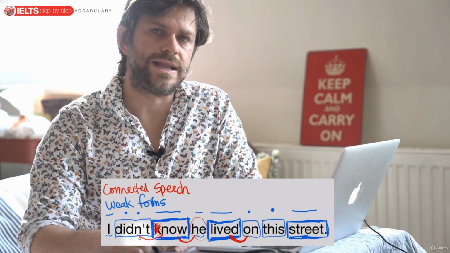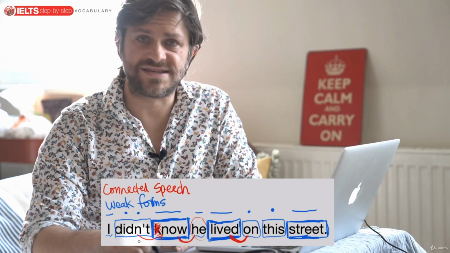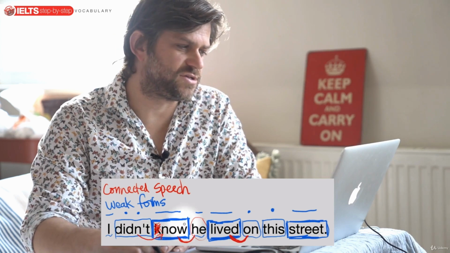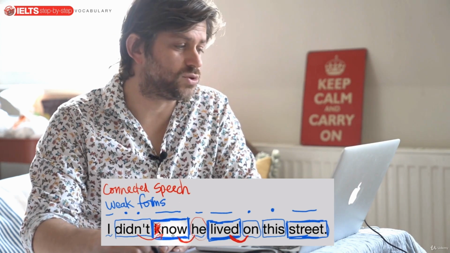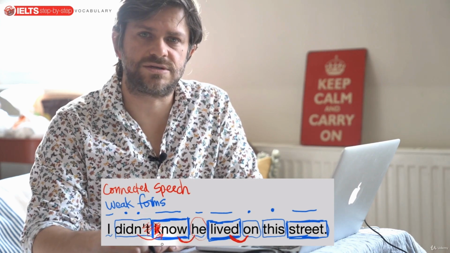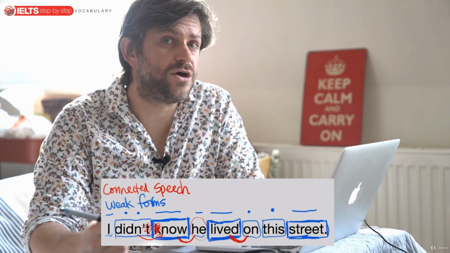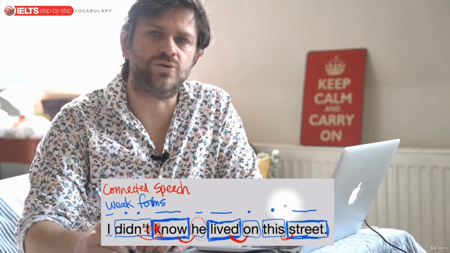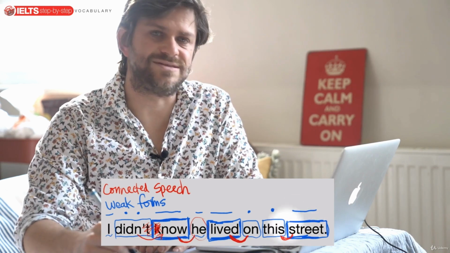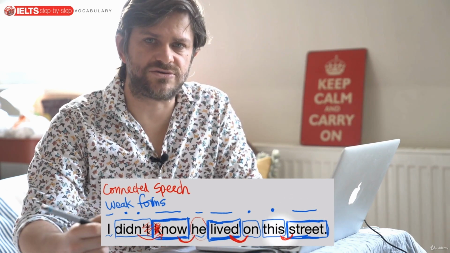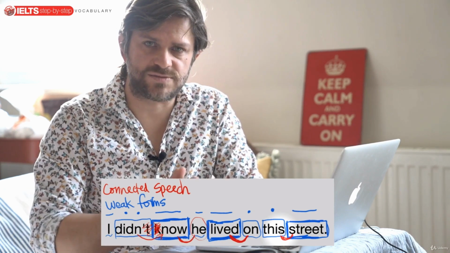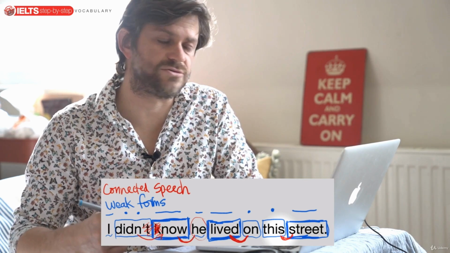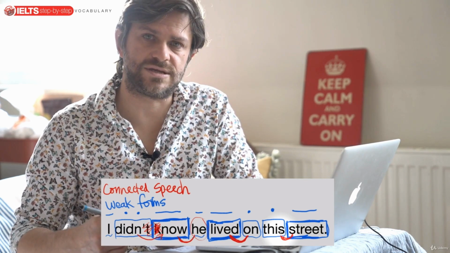But this sound, ntn, is difficult. Remember, English is a lazy language, so this ntn sound is very strange. Didn't know, didn't know. So what happens? The T is lost. Didn't know, I didn't know. The T is silent. And over here, look, two S's together. Is it this street? No, it's this street. The S becomes longer. Okay, so now we've got, I didn't know he lived on the street.